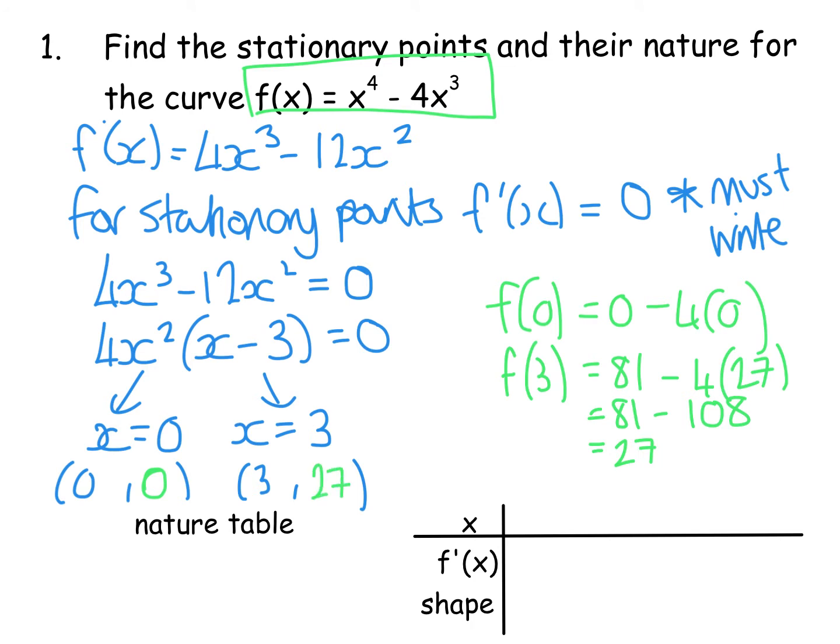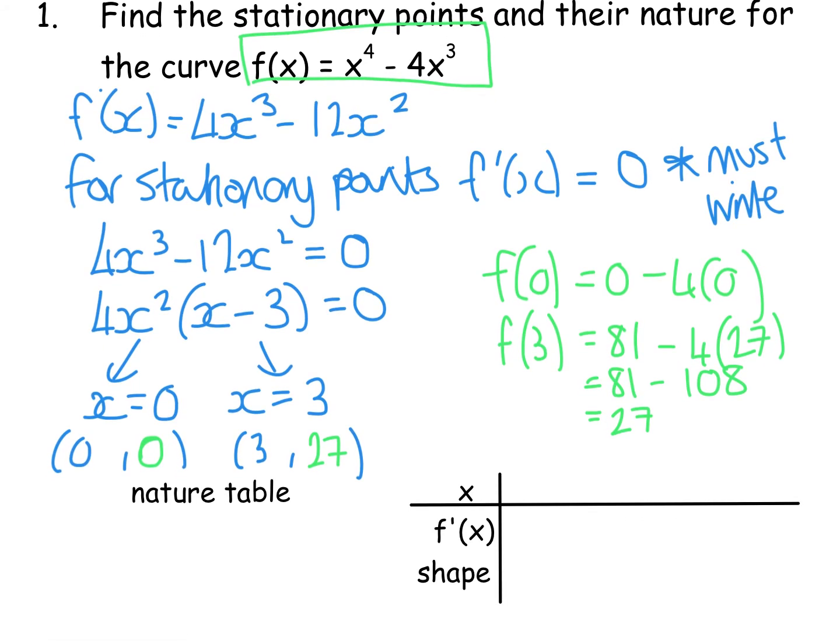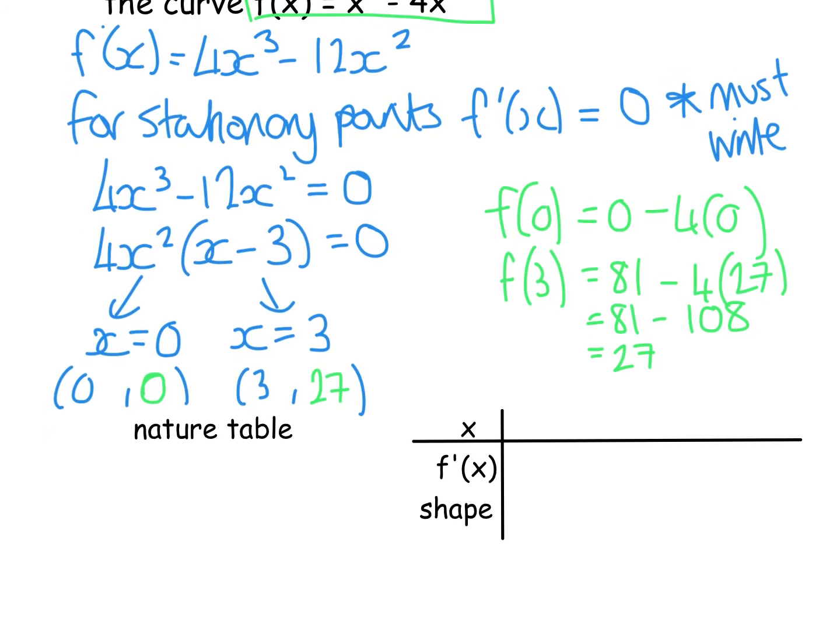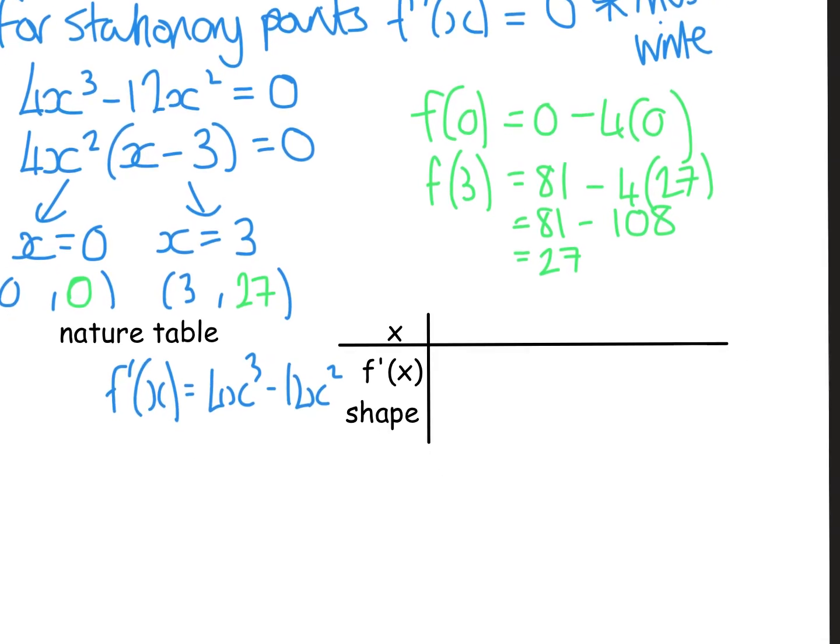Then we're going to do this thing called a nature table. So your nature table looks a wee bit like this. On the first column we have x, we have f dashed x, or dy by dx, depending on your terminology, and then we have the bit called shape. For the sake of this, I need to write down what f dashed x was again. I'm just going to remind myself that f dashed x was 4x cubed minus 12x squared, because as I work up my page I start to lose that. So my nature table.